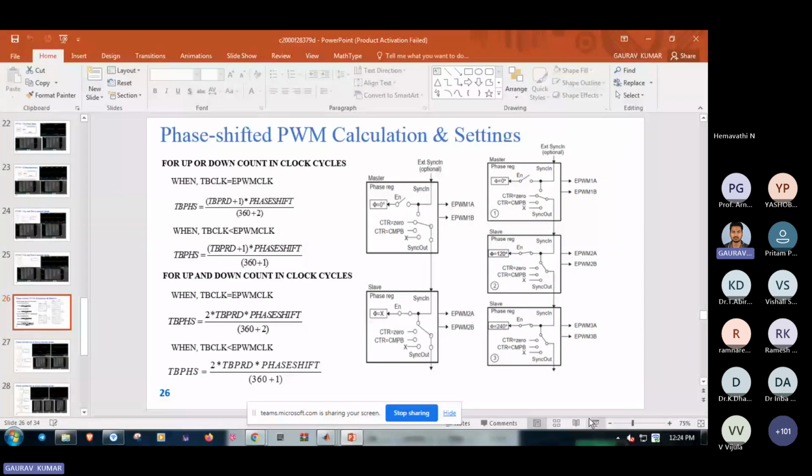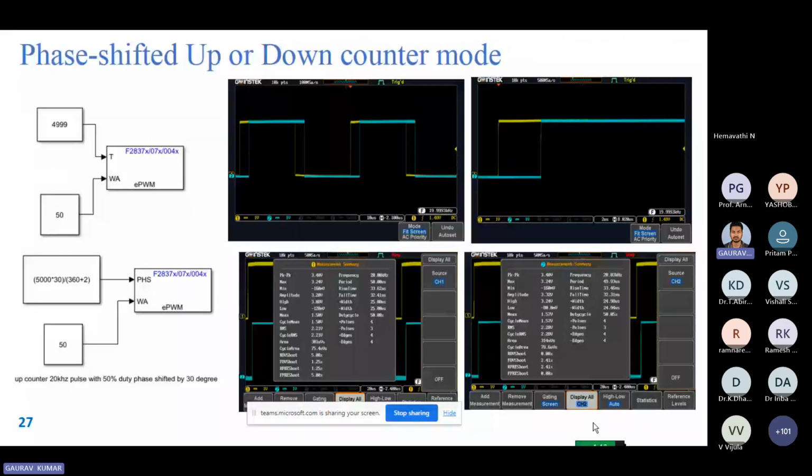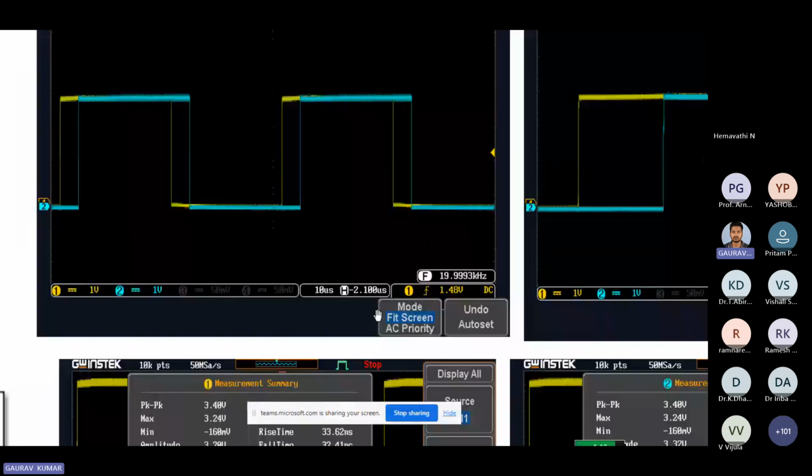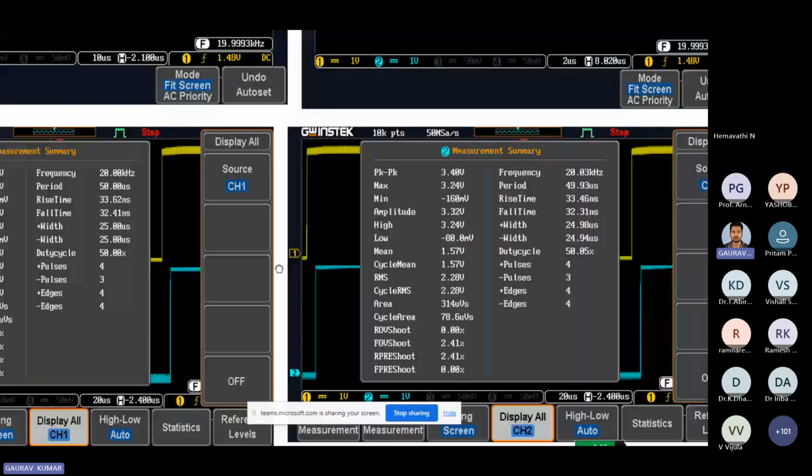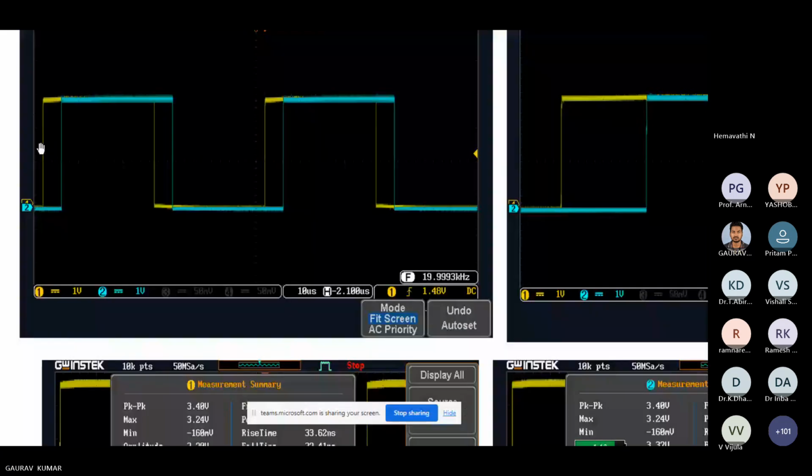Now we go for the next slide. So this one, you can see 20 kilohertz pulses with 50% duty cycle, and these are phase shifted by 30 degree. You can see the result. See this one, the first one is 20 kilohertz, the second one is also 20 kilohertz, and both should be shifted by 30 degree. This is the 30 degree phase shift.